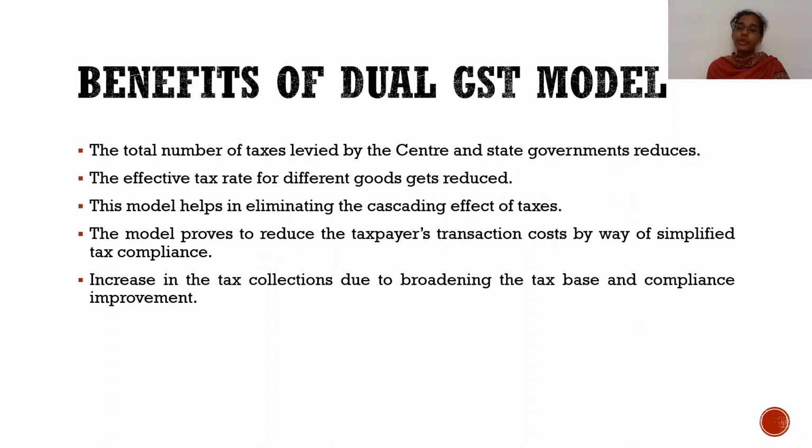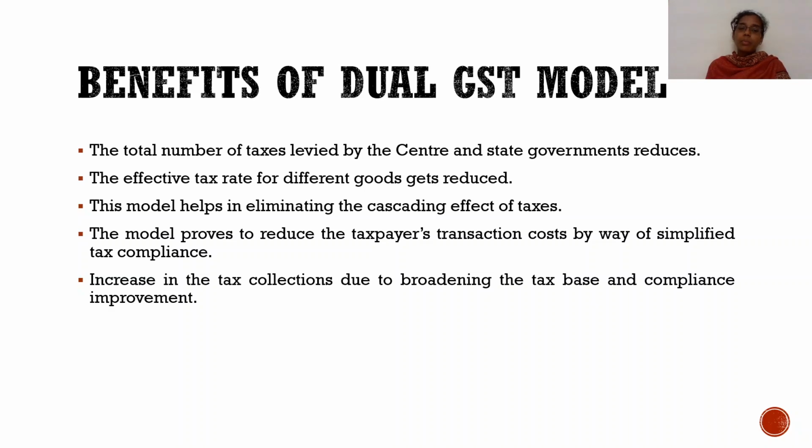So, what is the benefit of the dual GST model? The total number of taxes levied by the central and state government reduces. As we have seen, the introduction of GST itself has reduced the number of taxes levied. So the taxes paid by businesses are all reduced. The effective tax rate for different goods gets reduced. And this model helps in eliminating the cascading effect of taxes. What is cascading effect? When you pay tax on tax, we call that cascading effect. This is removed with the help of GST.